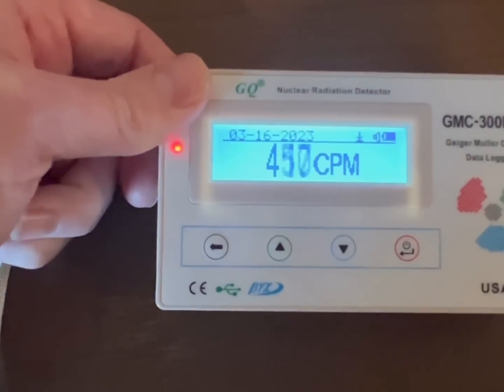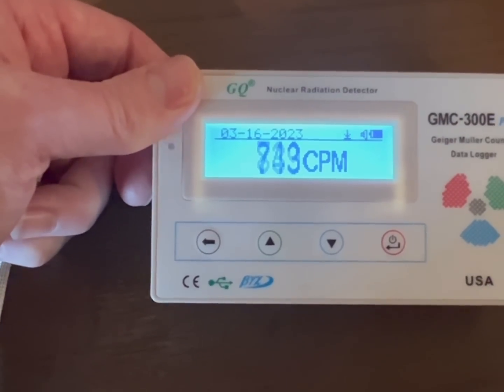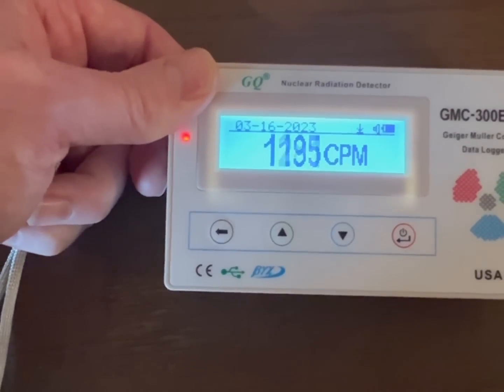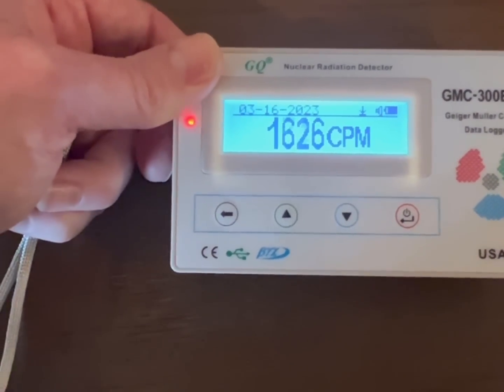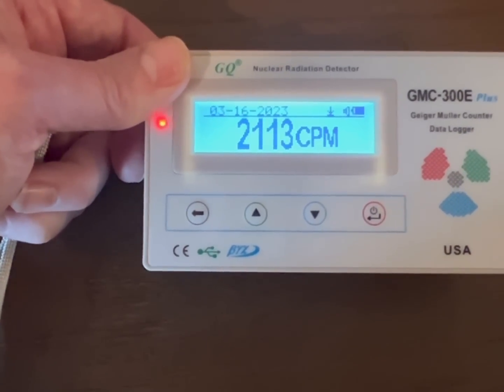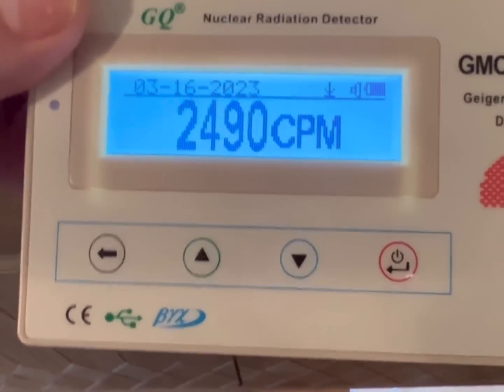Let's go back to that first sample. That was impressive. Just an immediate rise in CPM. Not something you would want to carry around in your pocket on a daily basis, that's for certain. But again, you pull it away from the sample and the radiation levels drop considerably.